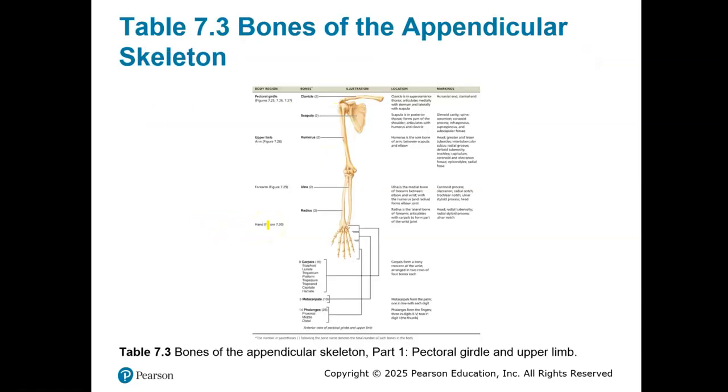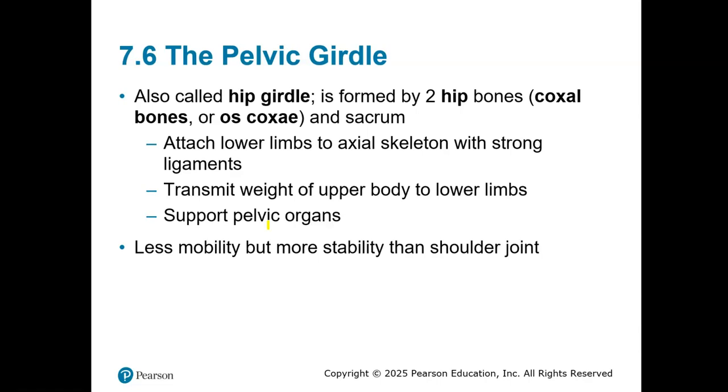It causes tingling and numbness. Now we're going to look at the lower limb and the pelvic girdle. The pelvic girdle is also called the hip girdle. It is formed by the 2 hip bones, also called coxal bones, or os coxae, and the sacrum.